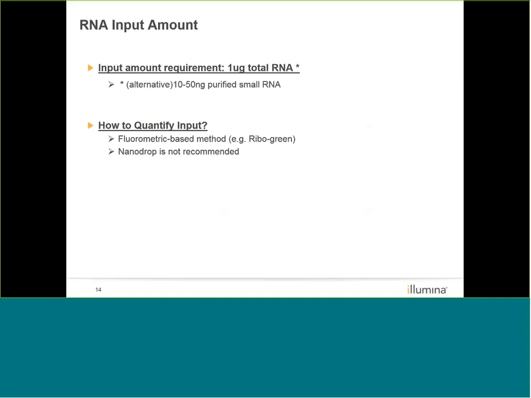How do you make sure that you accurately quantify your input? Because that's also important. Right? We recommend a fluorometric-based method, such as RiboGreen, to quantify the input. We do not recommend using NanoDrop because NanoDrop tends to overestimate how much RNA you have.